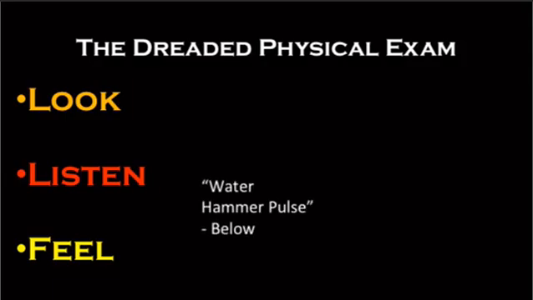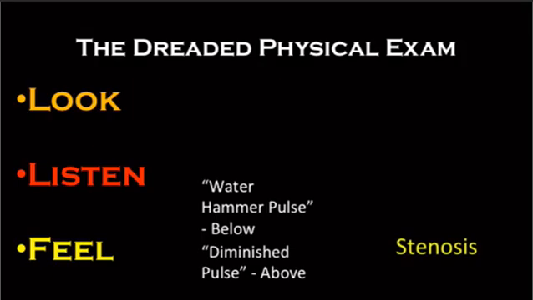And then feel, all right, so flow through the access can be evaluated by assessing a thrill, which is like a vibration felt at various points along the access. So when there's a stenosis present, it's supposed to be like a water hammer pulse felt below the area of stenosis, and above the stenosis, the pulse can be very diminished or almost absent. Again, that's to make you think stenosis.